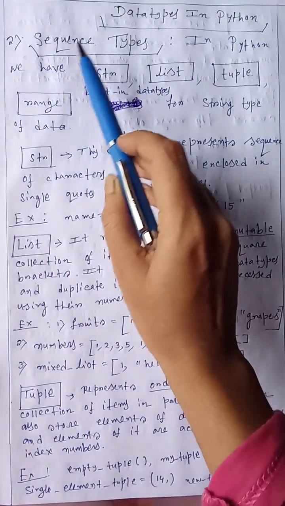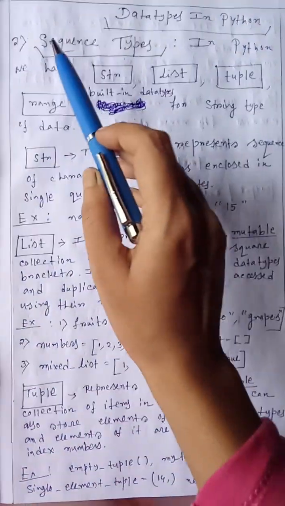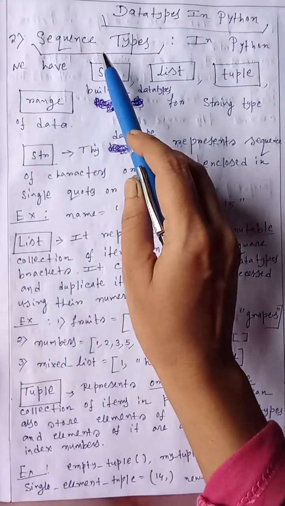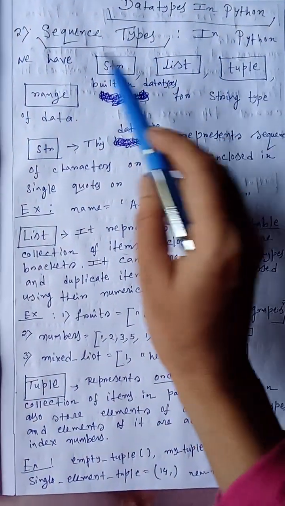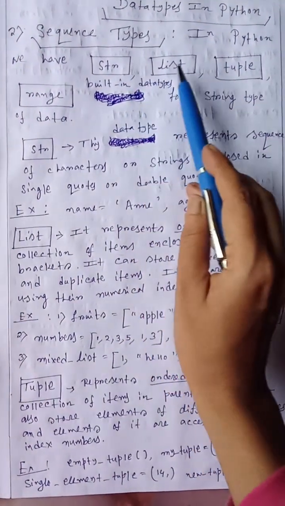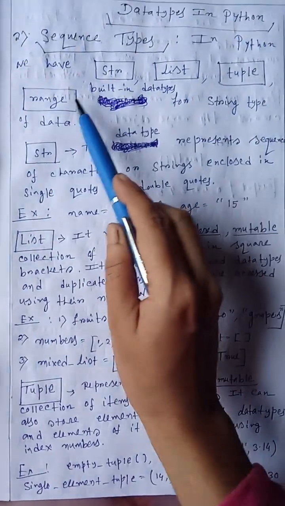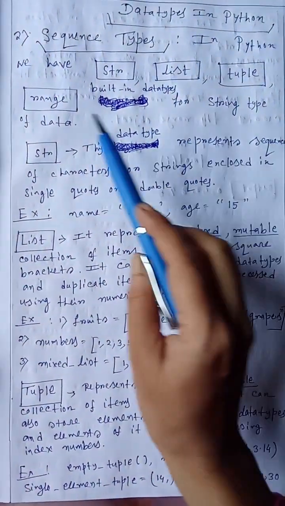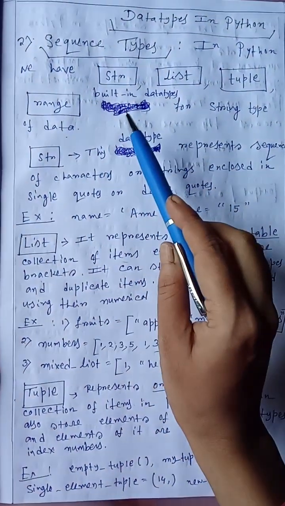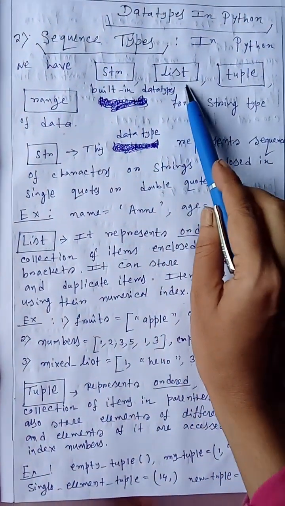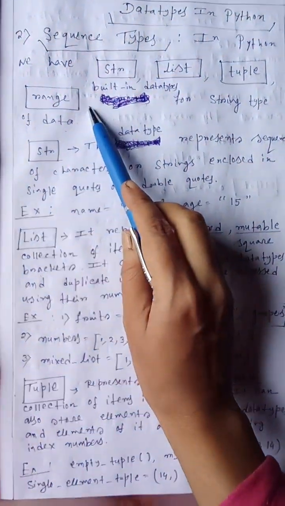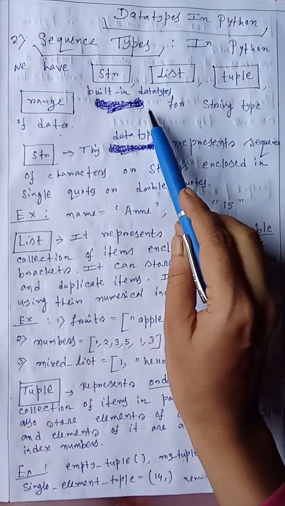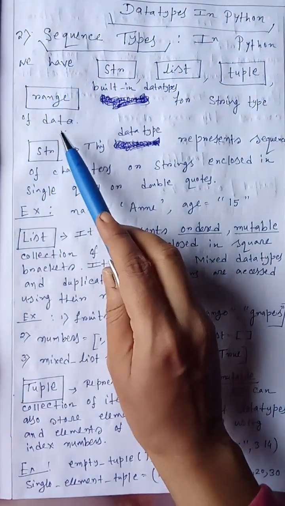Hello dear students, data types in Python, sequence types. Second is sequence types. In Python, we have str, list, tuple and range. These four built-in data types are for sequence type of data.